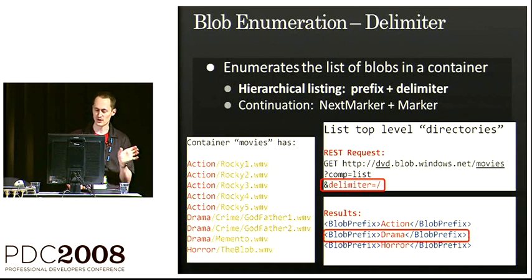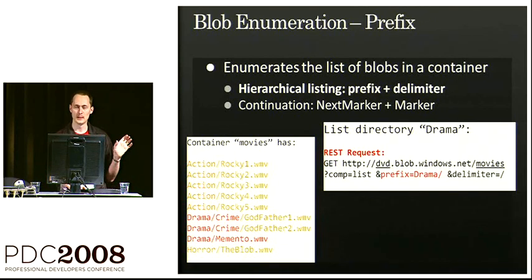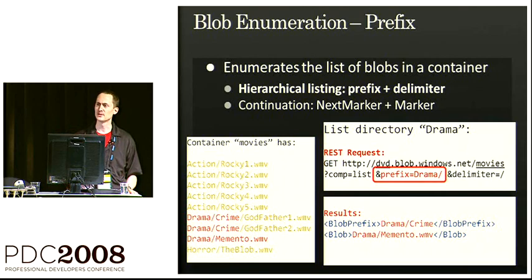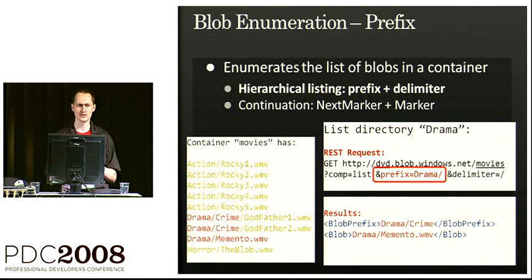Okay? Well, let's dive farther into the drama directory or prefix. So here we're going to actually look one level down in our directory inside the drama prefix, and we're going to actually say, OK, list everything down there up to the next delimiter. And if you do that, you get the following results. We find the drama crime blob prefix, and we also find the blob drama/memento. Now, one of the points I want to make here is that the delimiter, in this example, I just used a /. It can actually be any valid blob character or even multiple characters.